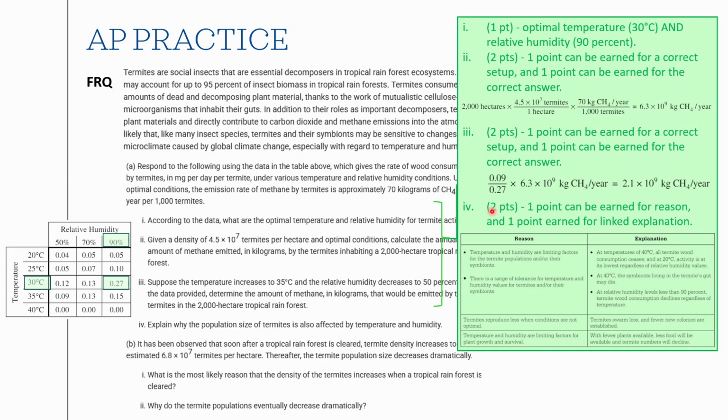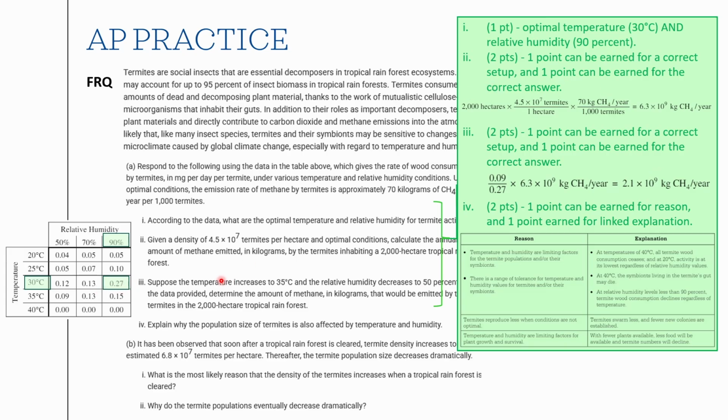So part A, according to the data, what are the optimal temperature and relative humidity for termite activity? And so here is the correct answer to part 1. It would be 90% humidity and 30 degrees Celsius. Again, this is the highest amount of activity in the chart. So that's the correct answer.